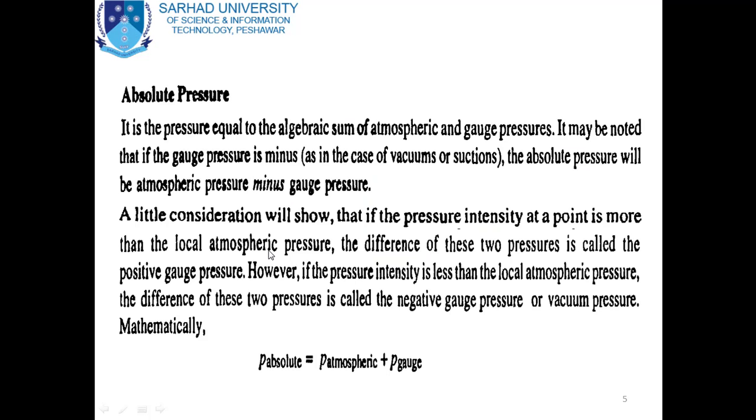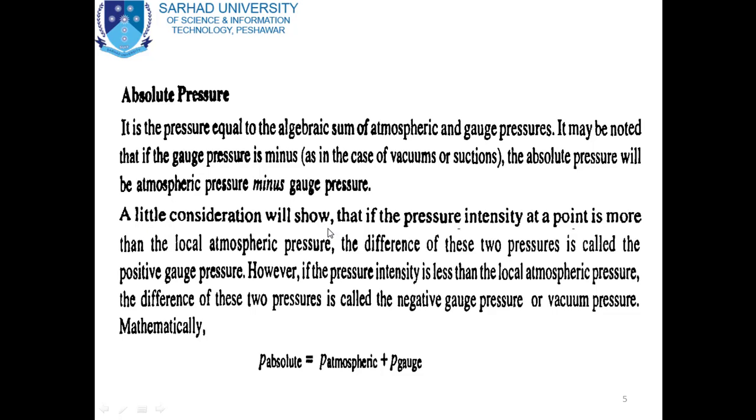Next is absolute pressure. It is the pressure equal to the algebraic sum of atmospheric and gauge pressure. It may be noted that if the gauge pressure is minus, as in the case of vacuums or suctions, the absolute pressure will be atmospheric pressure minus gauge pressure. So, absolute pressure is atmospheric pressure plus gauge pressure.